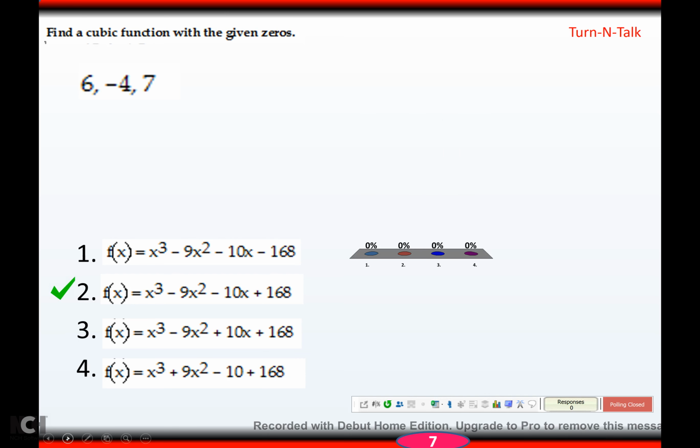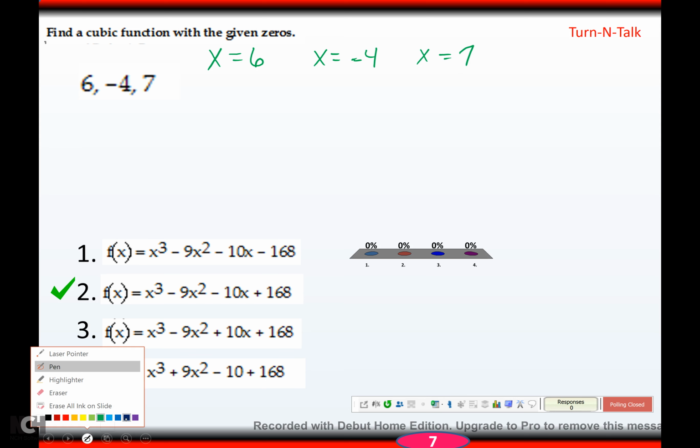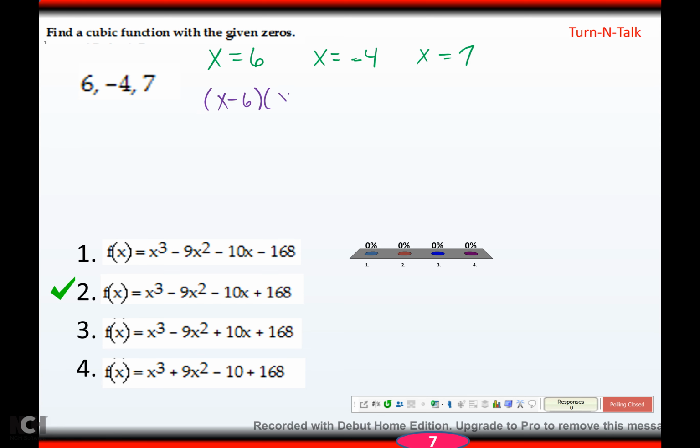Alright, and hopefully you got it. If you did not, again, we're starting with our answers. x equals 6, x equals negative 4, x equals 7. We're going to change them into factors. This is going to be x minus 6. This is going to be x plus 4. This is going to be x minus 7. I'm just doing this in my head and skipping the whole writing them equal to 0.